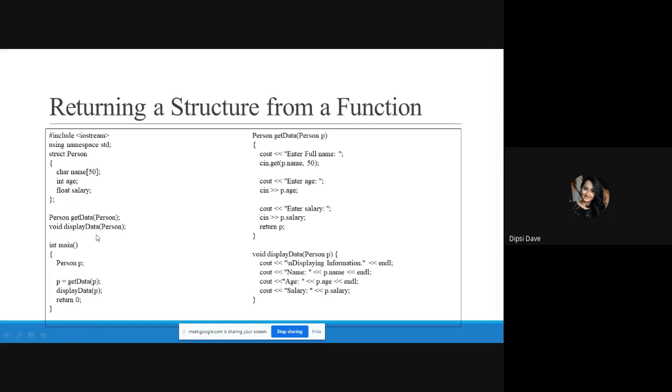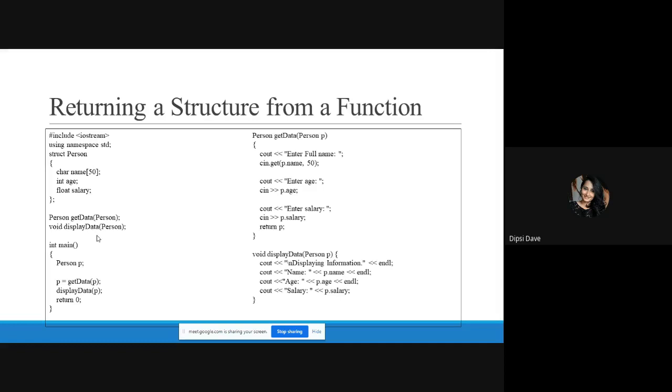We have the same function, void display data, with one parameter as a structure, and we have one more function added to this same program. It's the get data function with a structure as function argument, and instead of a basic data type you can see that the return type of the function is a structure. Now which type of structure?